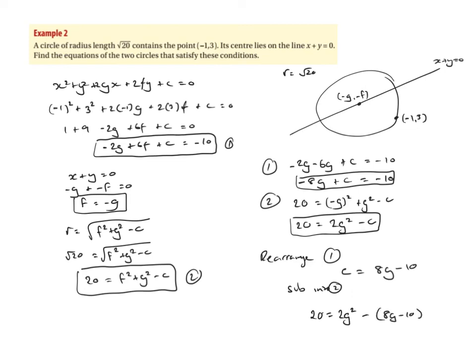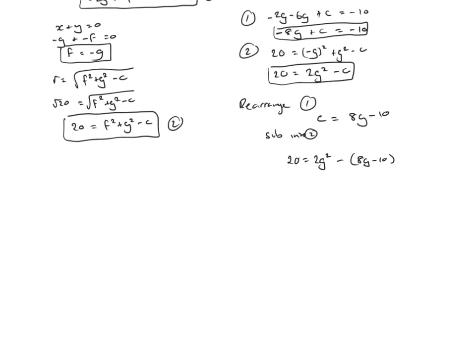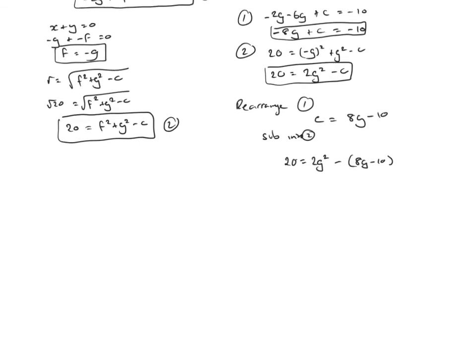And then I'm just going to move this up slightly so that we can keep going. So 20 is equal to 2g squared minus 8g plus 10, so just tidy it up again. Bring the 20 across, so 2g squared minus 8g minus 10 is equal to 0. Then what we're going to do is divide everything by 2, because 2 is a common factor. Let's get g squared minus 4g minus 5 is equal to 0.